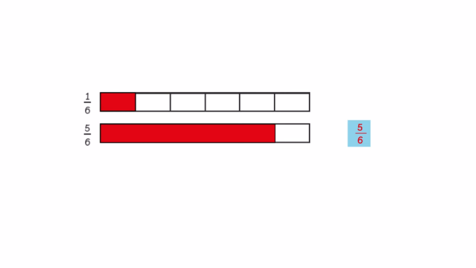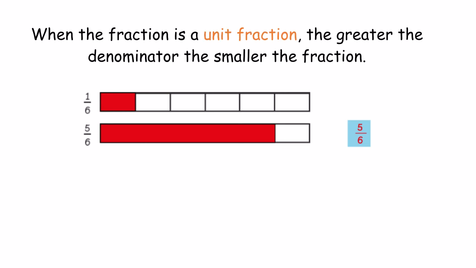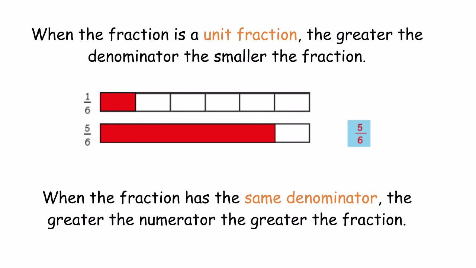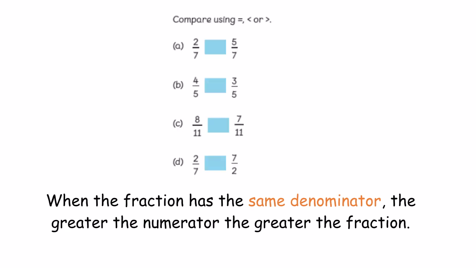Yesterday, we proved that when the fraction is a unit fraction, the greater the denominator, the smaller the fraction. If we have a look at what we've learnt today, we could say that when the fraction has the same denominator, the greater the numerator, the greater the fraction. Let's see if we can prove that by answering some questions.